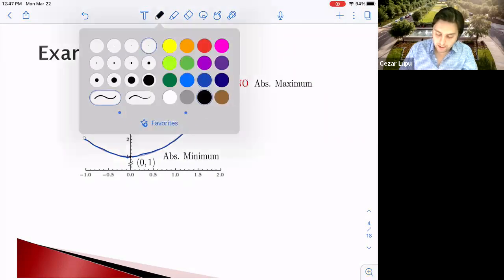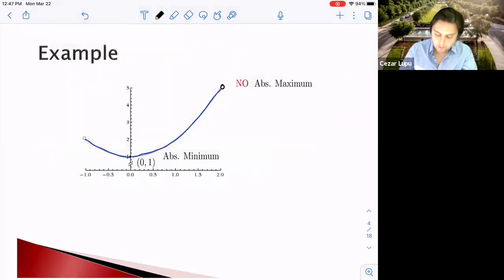And here, pay attention, I have a hole, right? So this point is not on the graph, but here it contains this point of coordinates 0, 1. So in this case, if you look at the graph of this function, you will see, does it have an absolute minimum? Well, if you look at the graph, yes, it does, right?